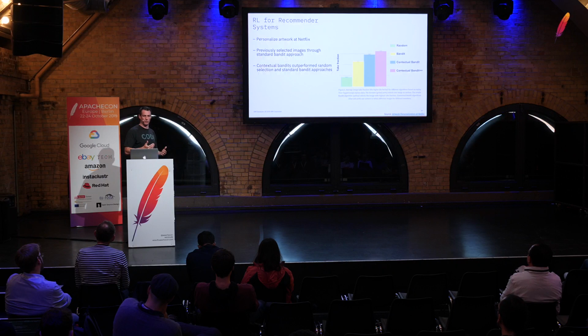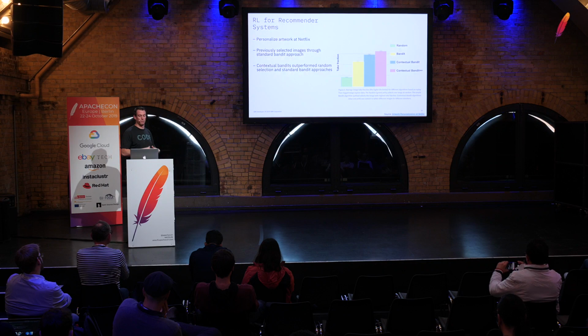They started experimenting with just using bandits, so effectively a more complex A-B test over different input images, and then applied contextual bandits. What we see here is what they call the take fraction, the percentage of times that a user effectively selected that image, and contextual bandits are again outperforming.